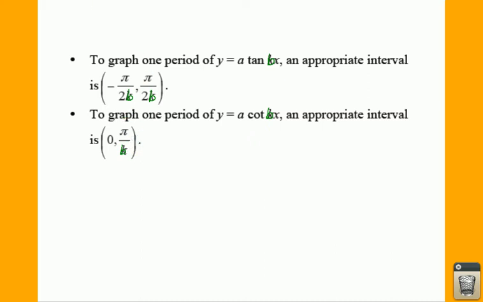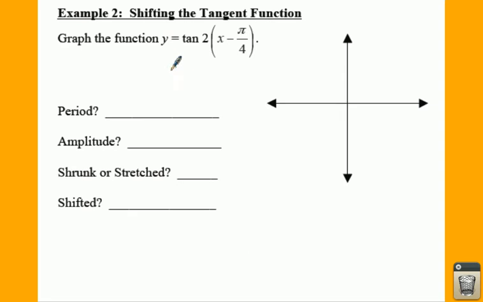But for this next example, if we want to graph this function y equals a tangent of 2, and then we also have thrown in a phase shift. So we have x minus pi over 4. So this is your b value. And if you want to find an interval, or the period, well, that's going to be from negative pi over 2b, comma, pi over 2b.